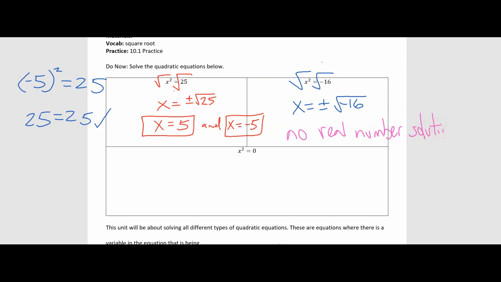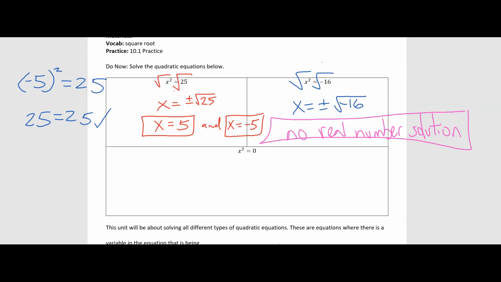Because there is a solution to this equation, but the answer is not a real number. It is called an imaginary number or a complex number. And again, you'll talk about those in a different course. Now you may think, well, why isn't there a real number solution? Why isn't the square root of negative 16 negative 4?